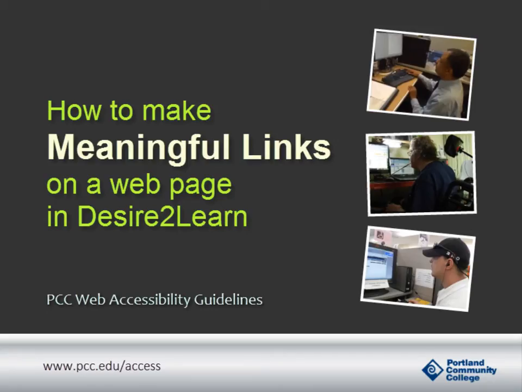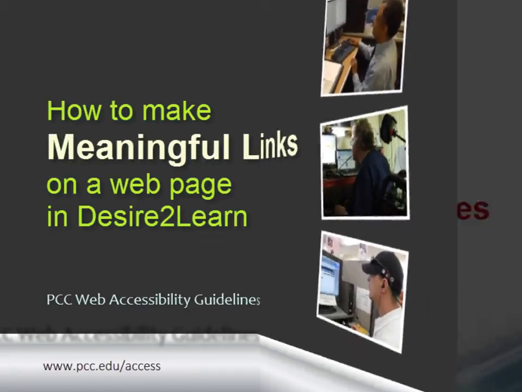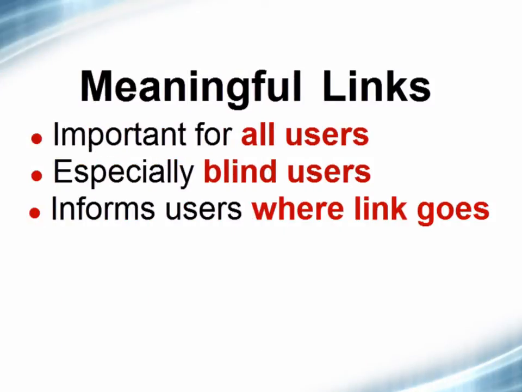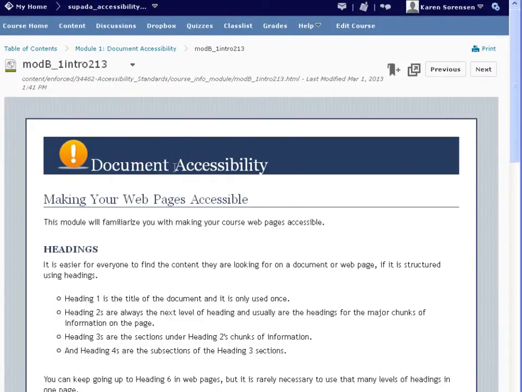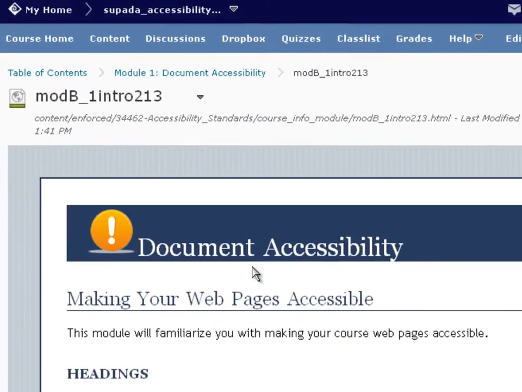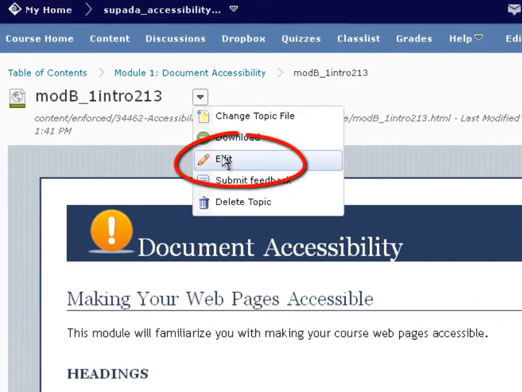This video will show you how to make descriptive, meaningful links on a web page in Desire2Learn. Meaningful links are important for all users, especially for blind users using a screen reader. A meaningful link informs the user where the link will take them. First, go to the D2L course page you want to edit and choose the Edit tool from the Actions menu.